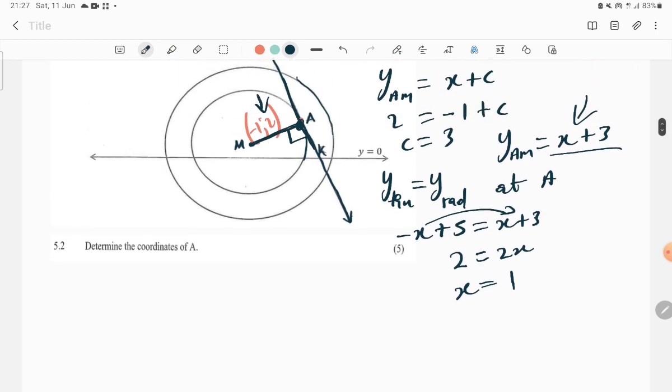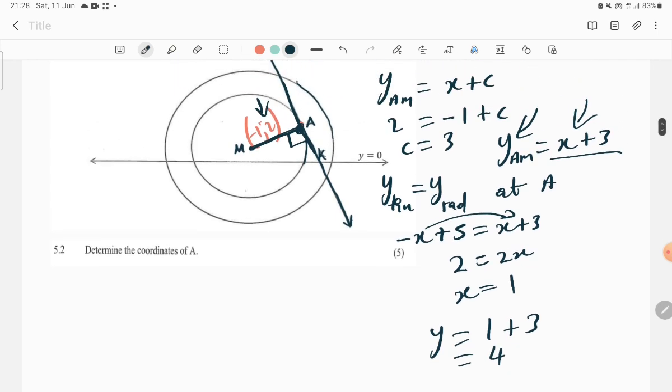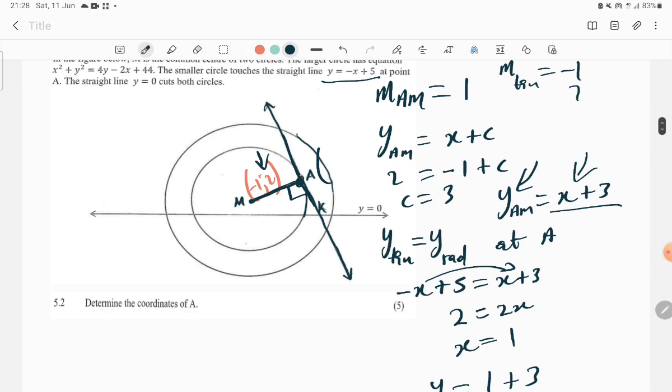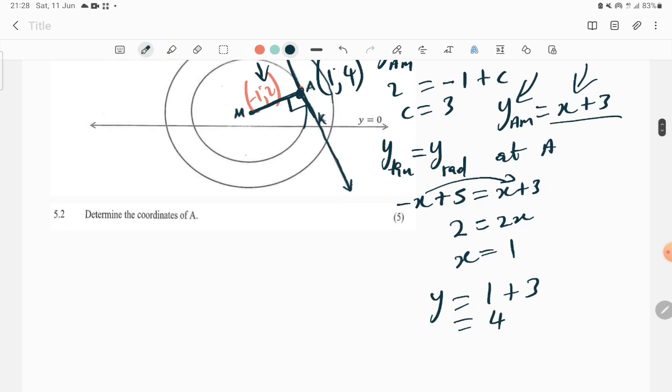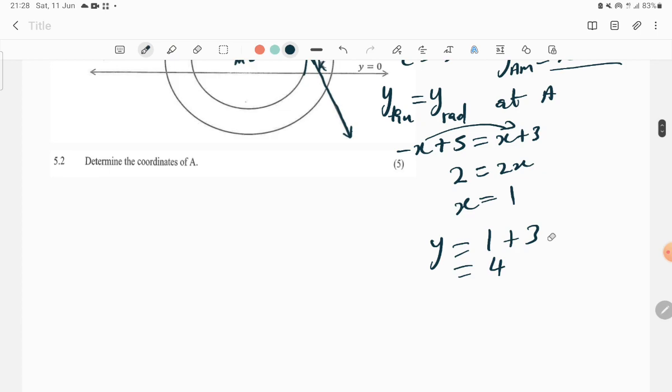Now after that, we are going to find the y value by taking this, and in the place of x you put 1. Then y becomes just 4. So now the coordinates of A: x is 1, then y is just 4. So we have figured out that the coordinates of A are (1, 4).